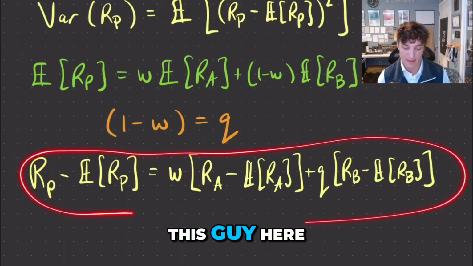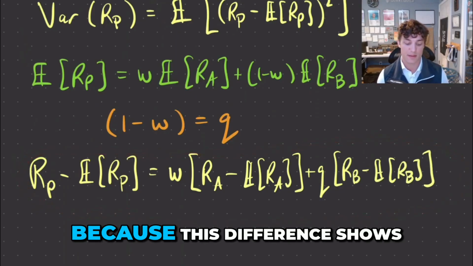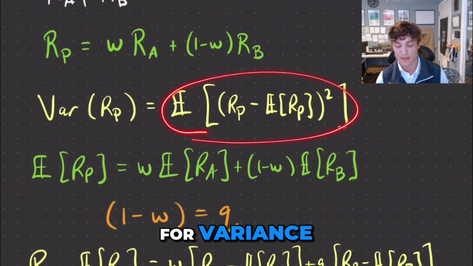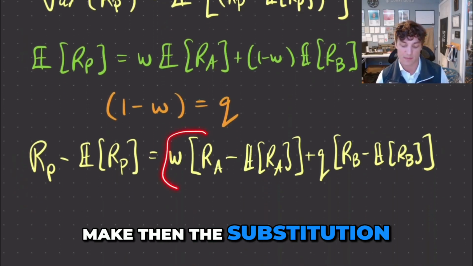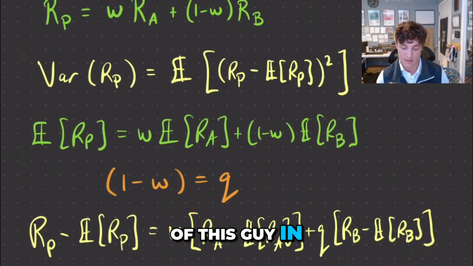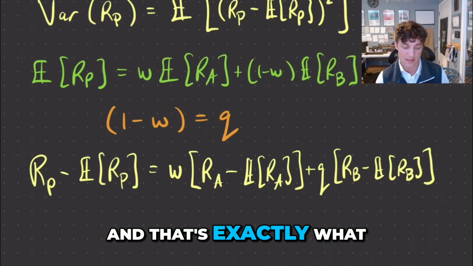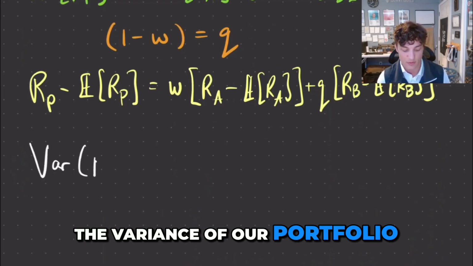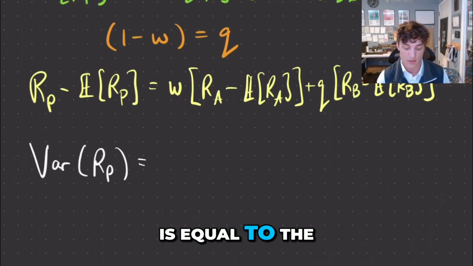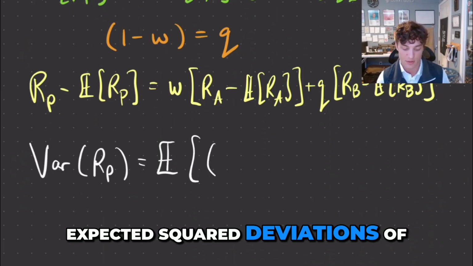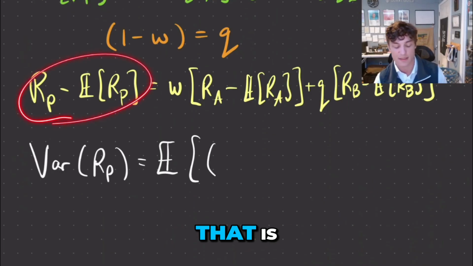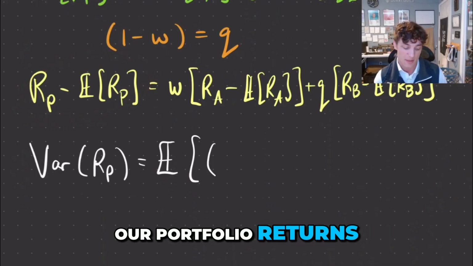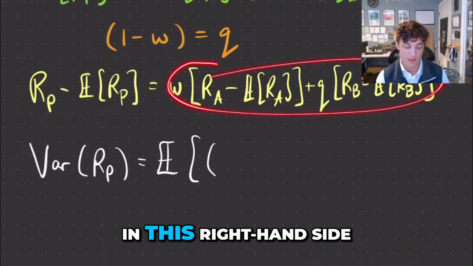Now that we have this here, this looks quite familiar because this difference shows up in the equation for variance. So I can just make the substitution of this in for variance, and that's exactly what we're going to do here. We're going to recall that the variance of our portfolio is equal to the expected squared deviations of this difference, that is the random variable's distance from its mean of our portfolio returns, and we're going to substitute in this right-hand side.